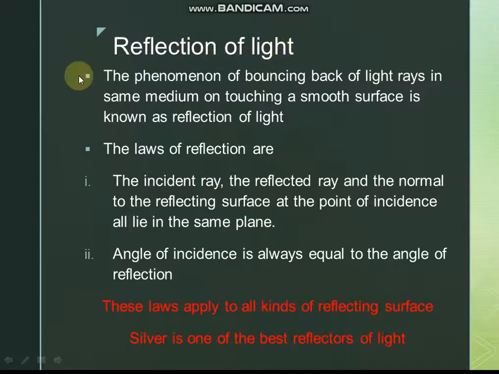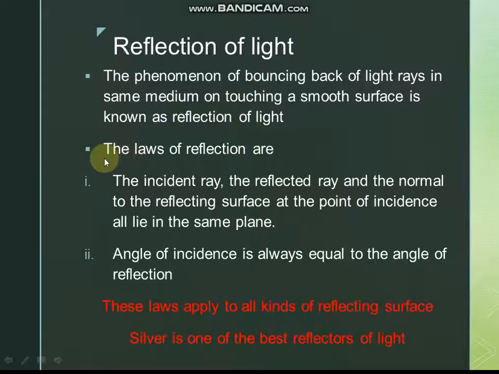Reflection of light. The phenomenon of bouncing back of light rays in the same medium on touching a smooth surface is known as reflection of light. For example, take any shiny surface, and when any light ray touches it, it bounces back. So that is known as the reflection of light.